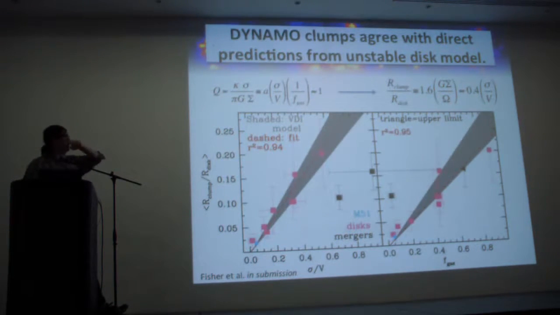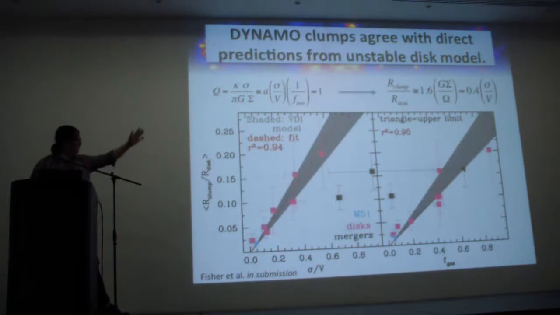But here we have a direct prediction from that model. If you make that assumption that clumps are the response, it's simple arithmetic that you can do on a sheet of paper and come up with this correlation over here on the right side, where you correlate clump size with sigma on V, and you can then get a secondary correlation by correlating it with gas fraction. It kind of directly falls out of the dispersion relation for this.